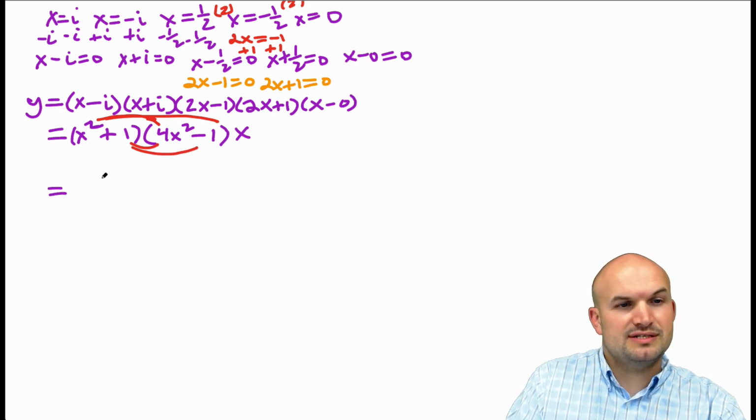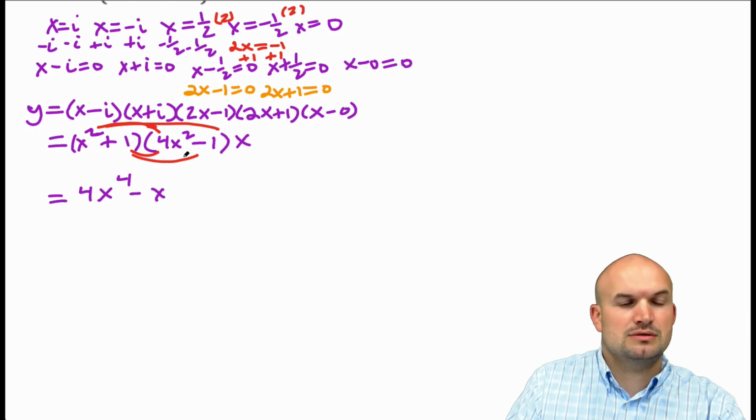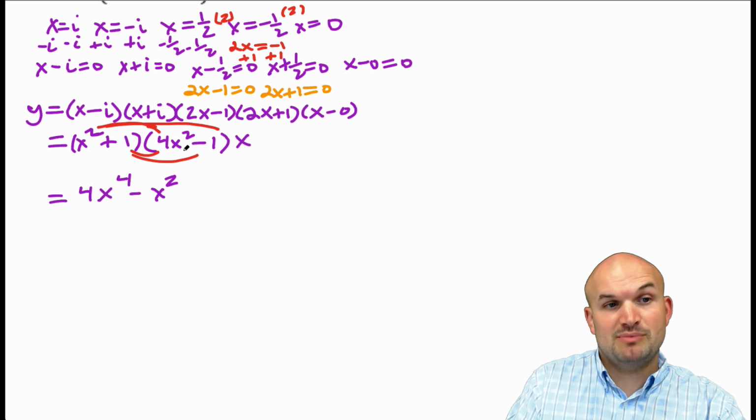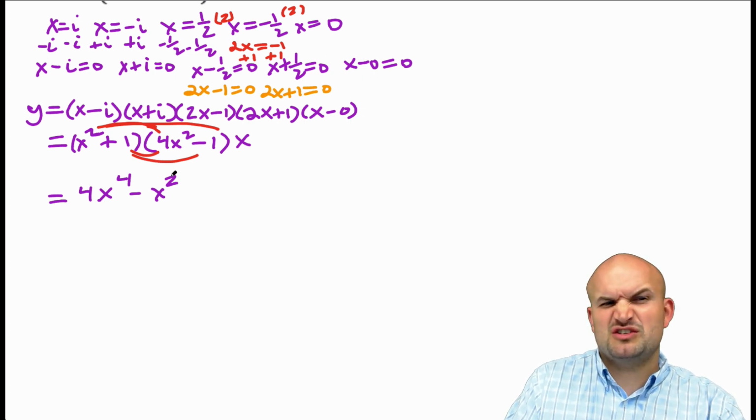All right, so let's see what this x squared times 4x squared is going to be: 4x to the 4th. X squared times negative 1 is a negative x squared. Now again, I'm not going to be multiplying with this x here. I'm just going to multiply these two binomials. I'll just do the horizontal method actually.